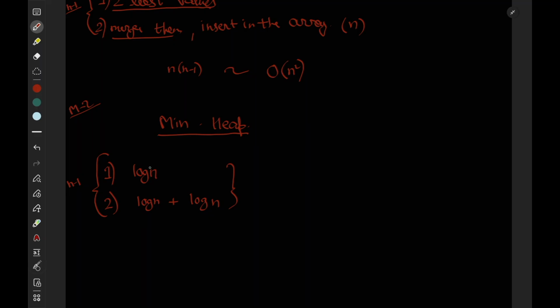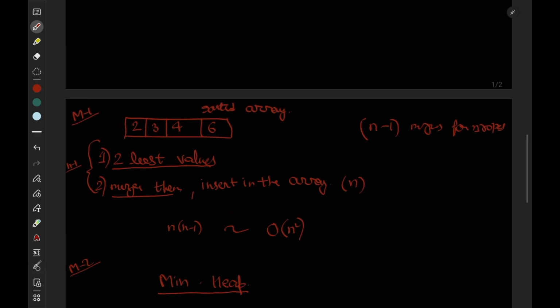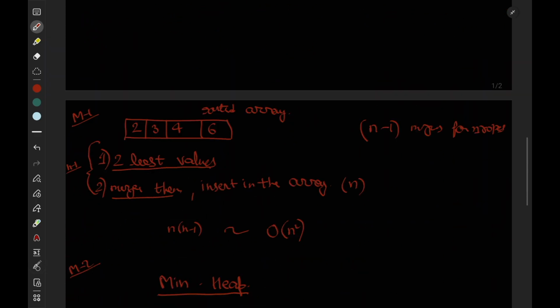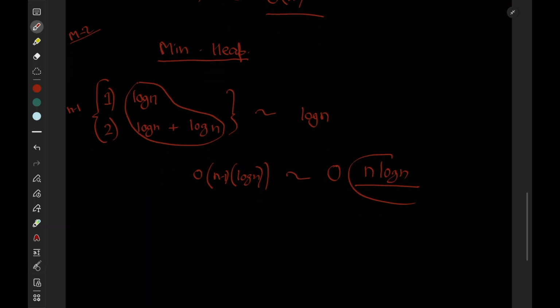So this all three will collectively be roughly equal to log n. So order will be n minus 1 into log n, which is roughly equal to order of n log n, which is better than order of n square, which we saw earlier through arrays.